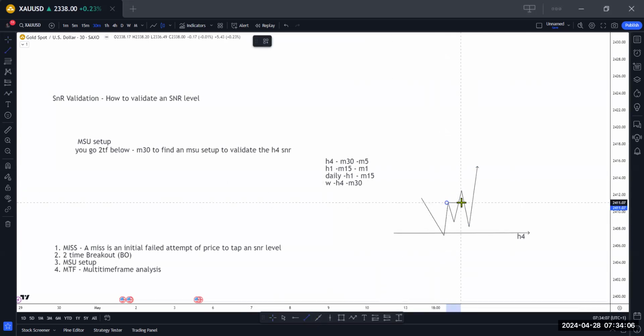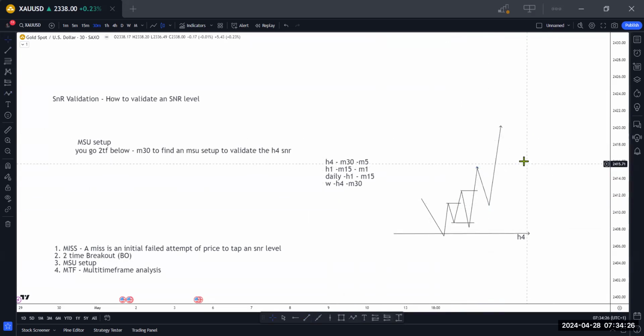Why? Because price has given us an intent by taking this high and taking this low. And at the same time, price has given us 2 time breakouts on the buy side. So first breakout, second breakout. So this means that when price retraces to this level, what do you want to do? You want to buy. So this is what you expect to see on M30.